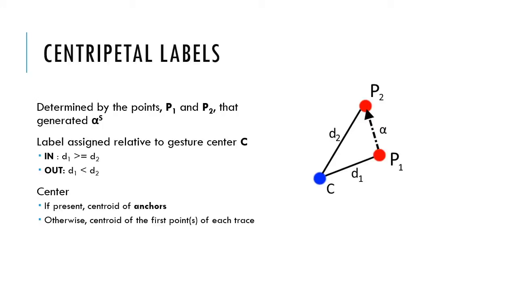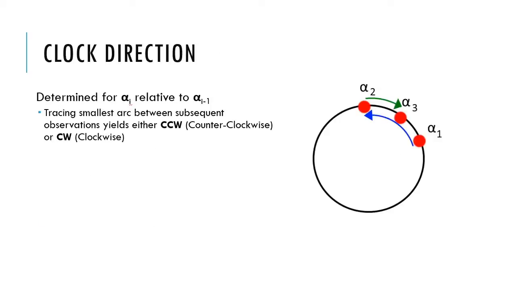The centripetal labels consist of 2 directions, I for in and O for out, and are assigned relative Euclidean distances to the gesture's center point. Given 2 points, pi and pi minus 1 that generated lambda s, either I or O is assigned to lambda s, or the spatial angle, based on the conditions shown below. The last of the 3 labels is clock direction, determined from alpha i relative to alpha i minus 1. So tracing the smallest arc between the subsequent observations yields either counterclockwise or clockwise.